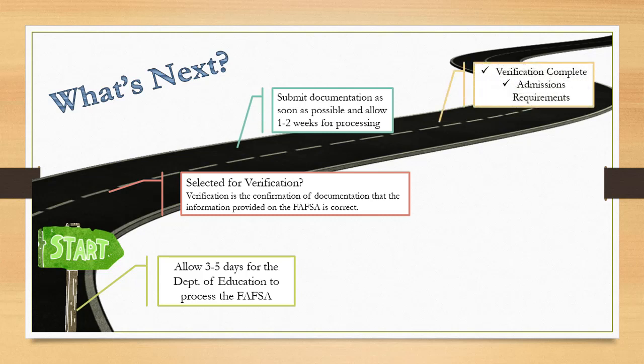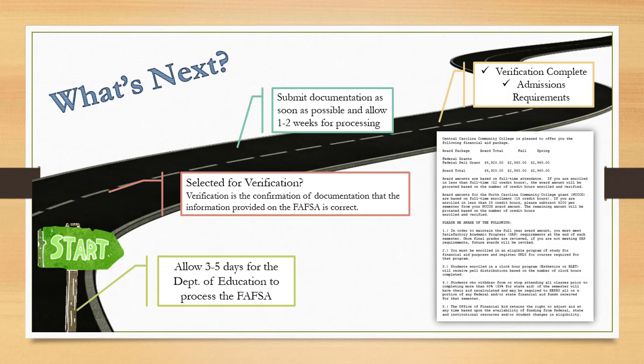Finally, after verification is complete and you have met all admissions requirements for financial aid, which is an official high school transcript on file with the registrar's office, and you are enrolled in a program of study that is covered by financial aid, you are ready to be awarded. You will receive an award notification via email and will be able to view your award letter through WebAdvisor.